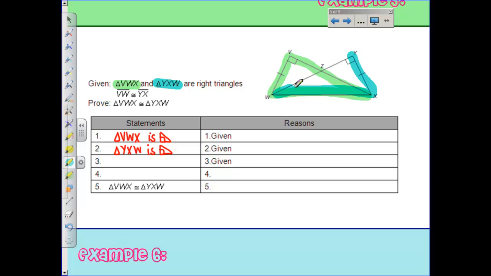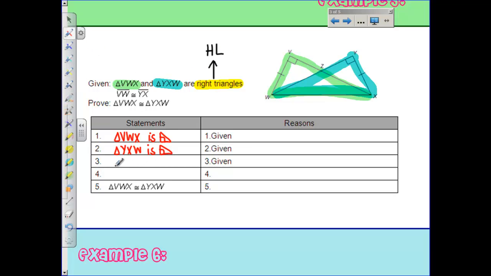YXW. Now you know what you're working with, and remember, we have one favorite property that when we see right triangles we want to check out. Do you remember what that property is? Hypotenuse leg. So let's continue to see what we were given.